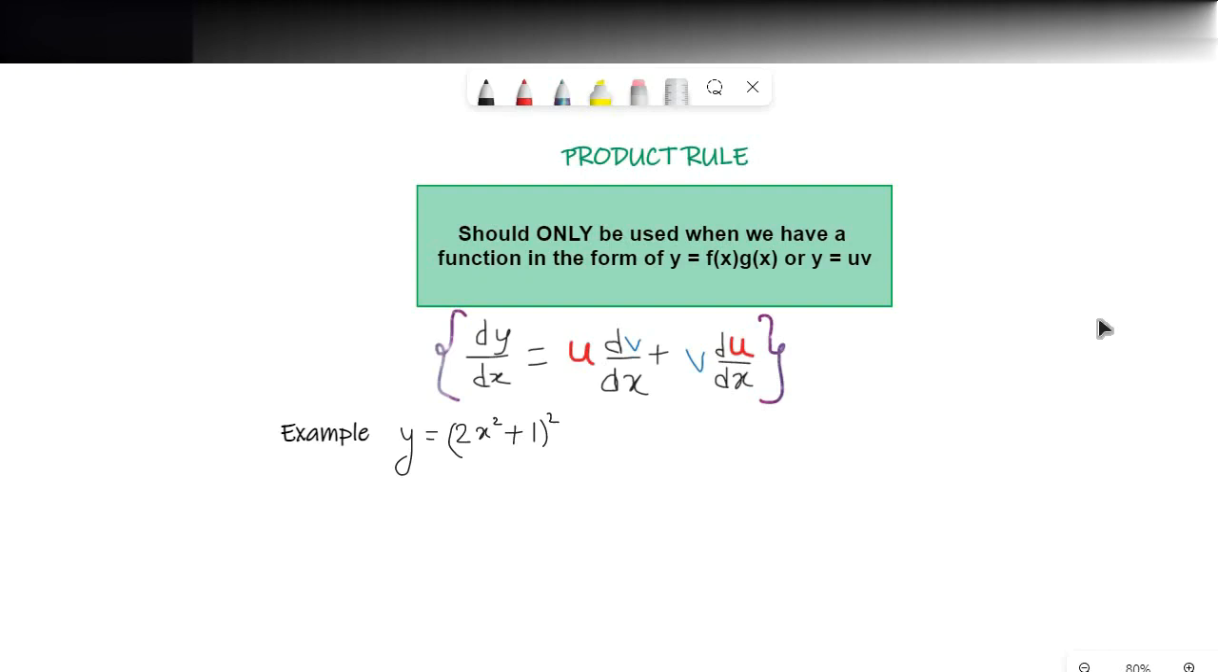However, today we will be learning about the product rule, where the product rule should only be used when we have a function in the form of y equals f of x multiplied by g of x, or y equals u multiplied by v, where u and v are both functions of x. And the formula goes dy by dx is equal to u multiplied by dv by dx plus v multiplied by du by dx. So let me demonstrate by using the same example we used in the chain rule before.